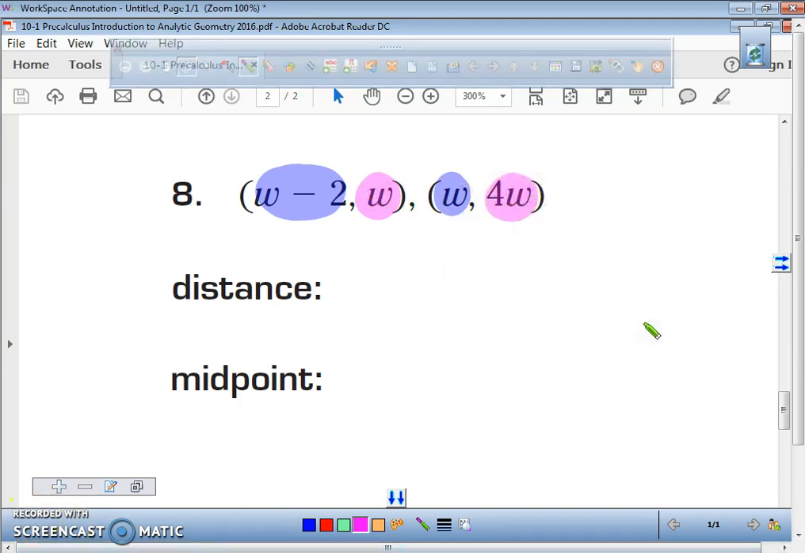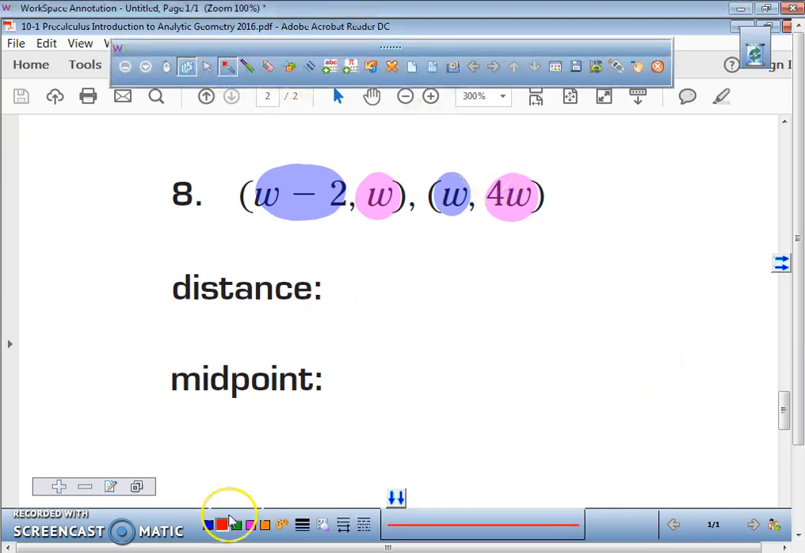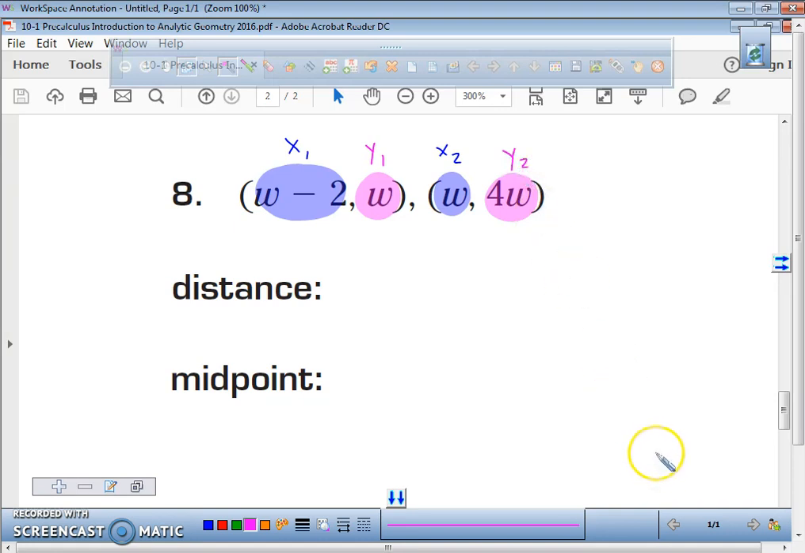You find the paper? Good. All right. So what I'd like you guys to do right now is label W minus 2 as your x1. This W is x2. This one as your y1. And this one as your y2.